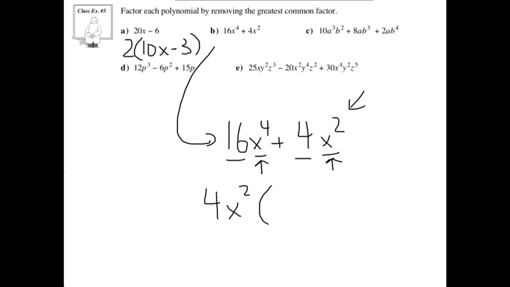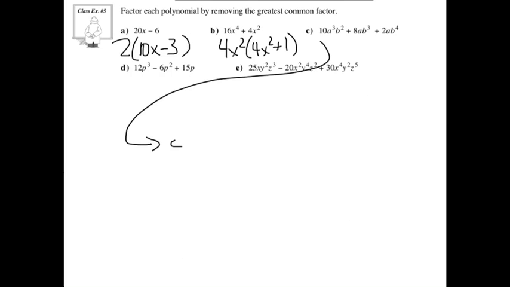So 16x to the power of 4 divided by 4x to the power of 2 is going to be 4x to the power of 2. Plus, we have 4x to the power of 2 divided by 4x to the power of 2. That's just going to be 1.